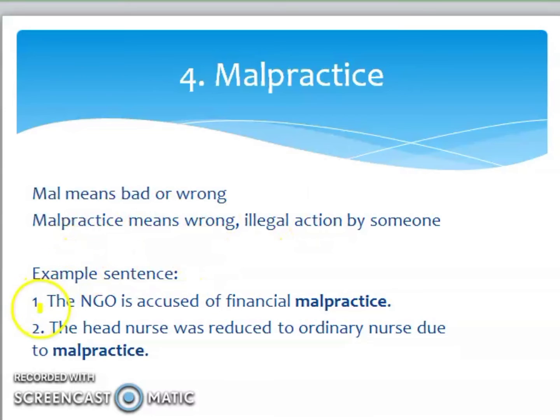Example: the NGO is accused of financial malpractice or malpractices. So what is the NGO accused of? Of wrongdoings or wrong practices, bad practices. The head nurse was reduced to ordinary nurse due to malpractice. We can see that the head nurse is demoted, not promoted. Why? Because she has been involved in malpractice. Now, what is malpractice? Wrong practice, bad practice. All right. Moving to the next.